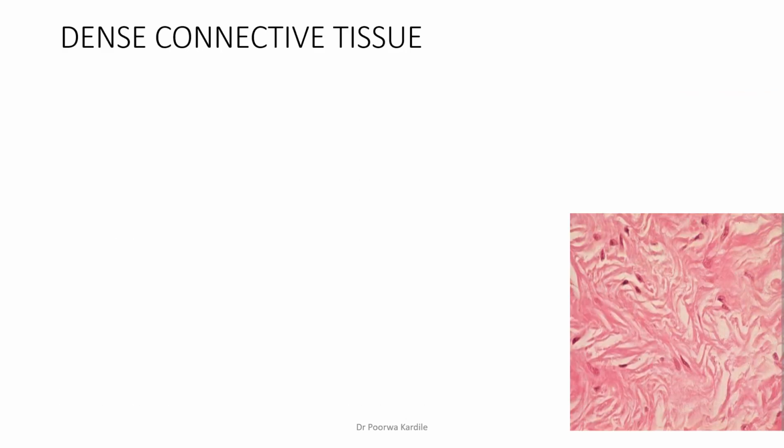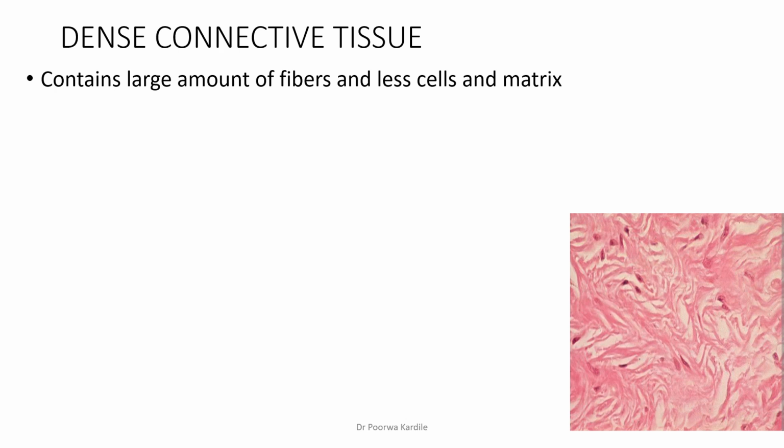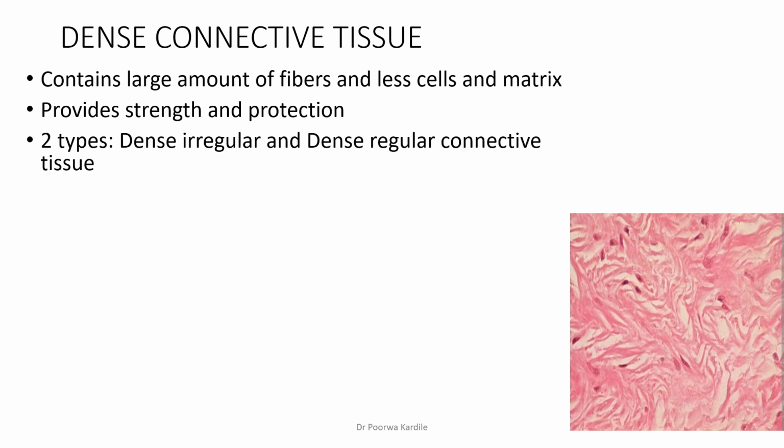Again, if we recollect the classification of connective tissue, the adult variety of connective tissue is classified into loose areolar and dense type of connective tissue. So the dense connective tissue has more amount of fibers and less amount of cell and matrix. That's why it appears dense. And as it has more amount of fibers, it provides strength and protection.